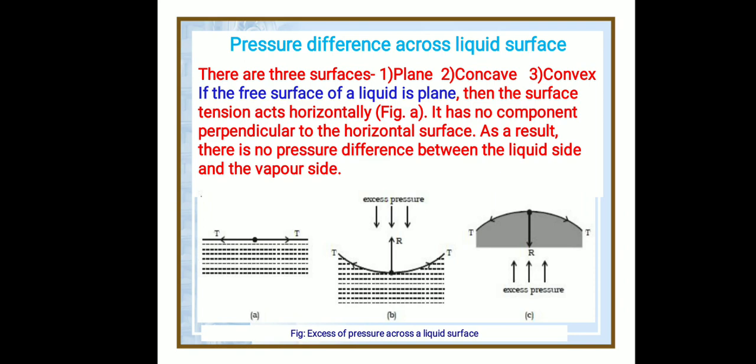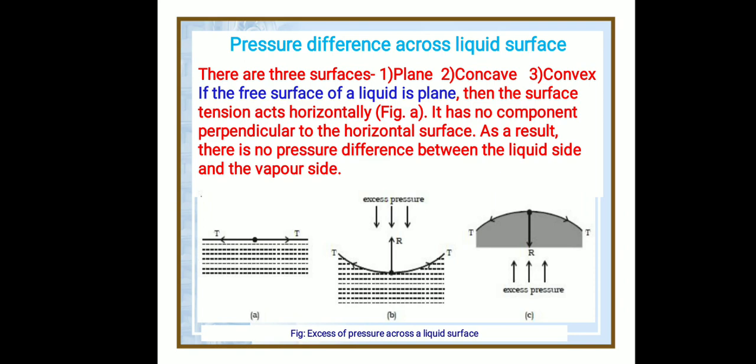Now the second, that is the concave surface. If we take ordinary water in a glass, then we'll get a concave shape, as the angle of contact between ordinary water and glass is less than 90 degrees, or we can say acute, so we'll get a concave shape. And see the third diagram.